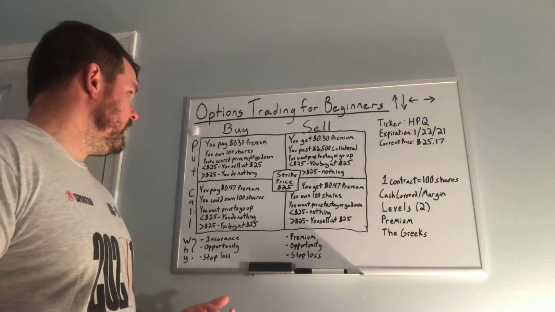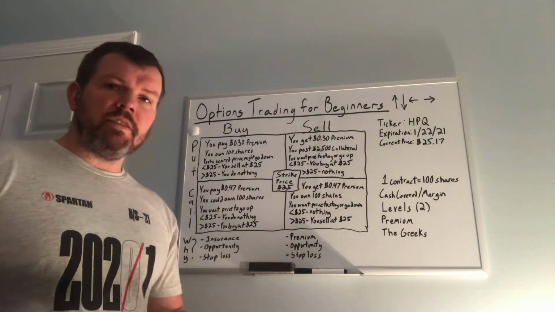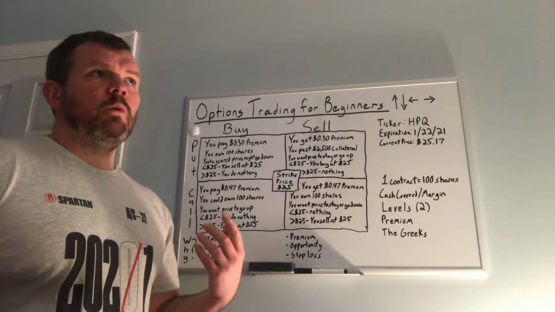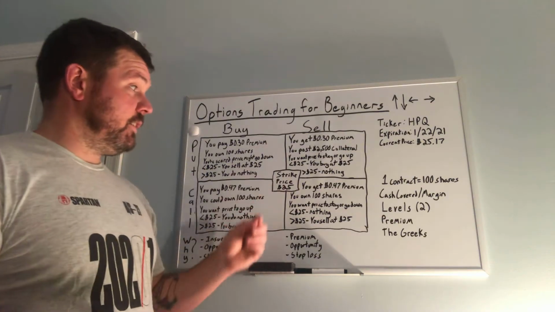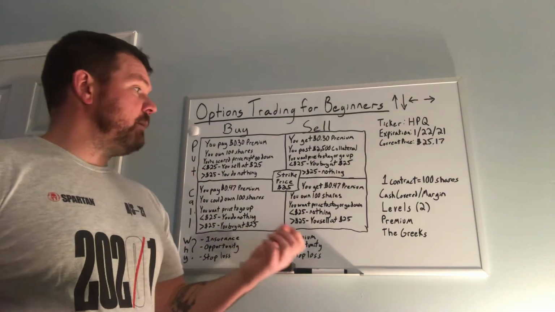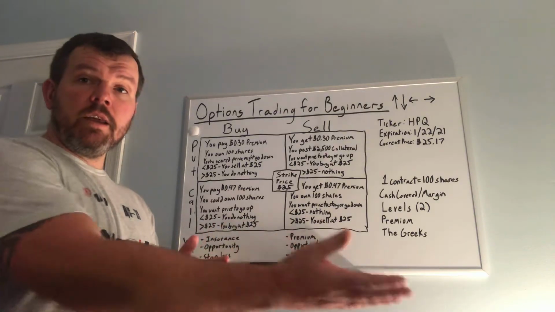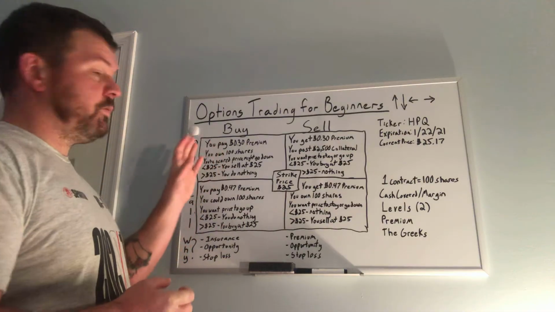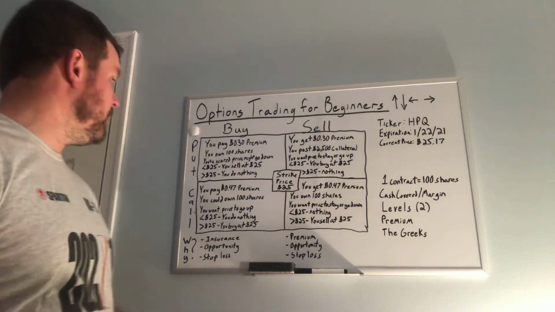So now, as the buyer, keep in mind, you're paying the premium. So you're paying a premium for a what if. What if this happens? As the seller, you're getting the premium, and you're getting the premium because you're putting up money, either new money or you own the shares. So let's just look at the first box. Buying a put. What the hell does that mean, right? What does buying a put mean?